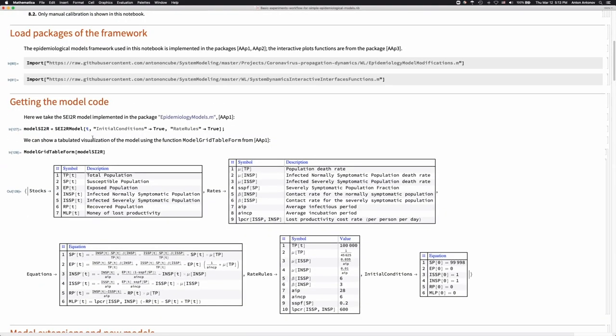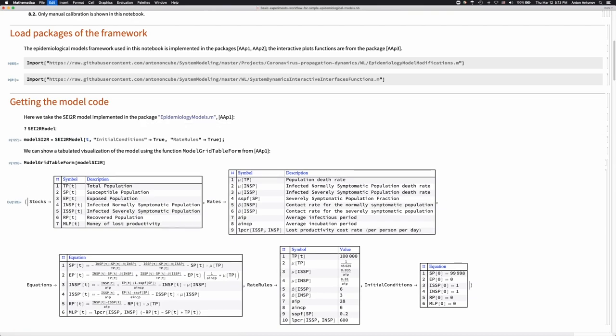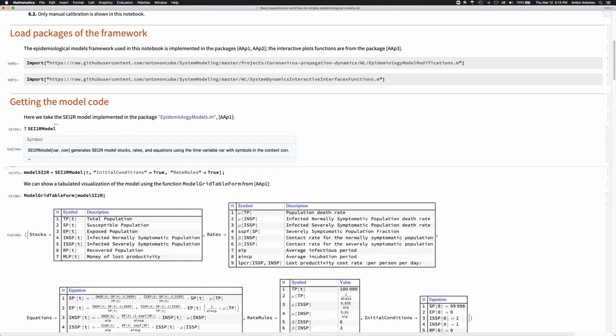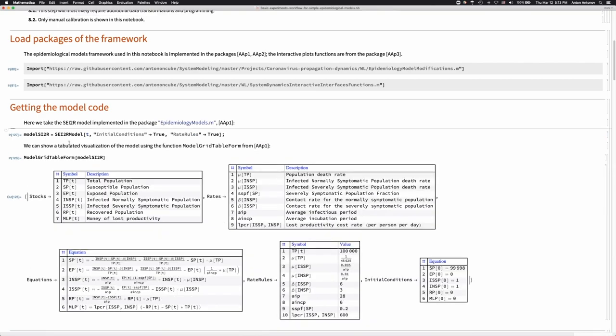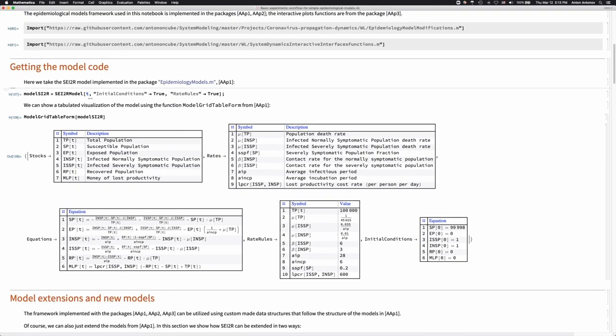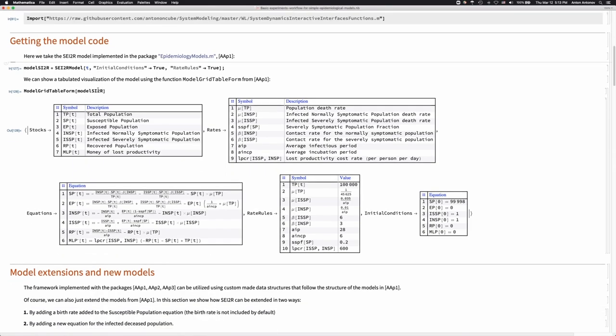I'm going to go back to the program. So here I have taken this SAIR model. The SAIR model is provided by the package. It generates the susceptible, exposed, infected, and I have these two infected populations. That's why I have I2, and recovered people. At this point, this is the most comprehensive model in this package I'm using, but I plan to do other models.